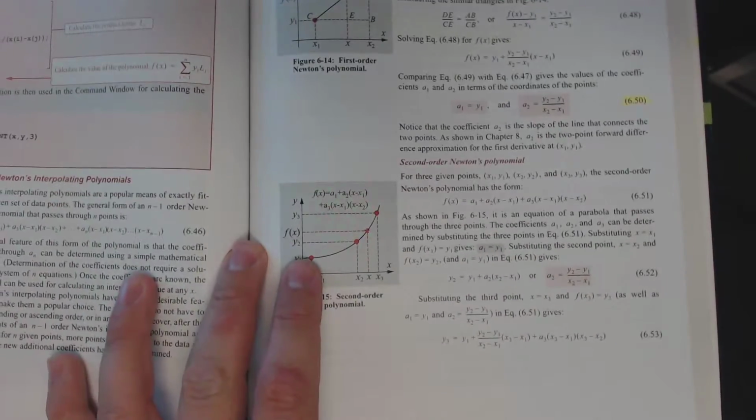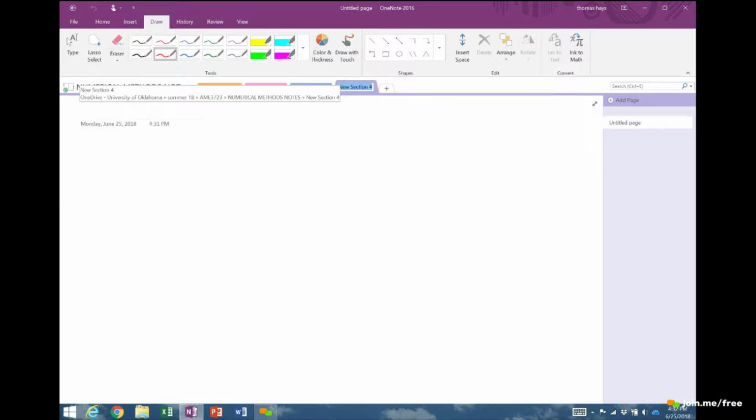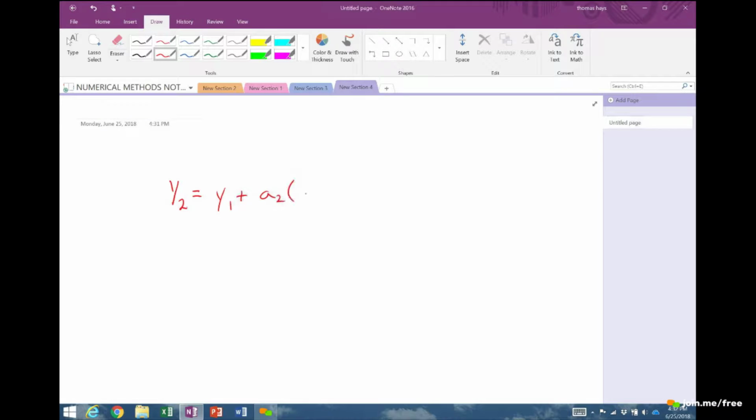So let's continue on, taking this new knowledge with us. In fact, I'm going to flip over to the surface just so we can keep this a bit tidier. I'm going to write out the form of equation 651 when plugging in x2, y2. So we can say y2 equals a1, which we previously determined to be y1, plus a2 times x2 minus x1. That's where I've plugged in x2 for the previously unknown value of x, plus a3, times x2 minus x1, and then x2 minus x2, which thankfully goes to 0, and it's gone. That takes the whole longer term with it.